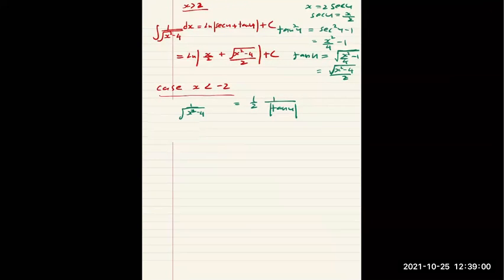If u is in the second quadrant, your tan is negative. Since your tan is negative, to get rid of the absolute value, you have to put a minus sign in front. This is going to be equal to 1/2 times 1 over minus tan u. Since tan u is negative, you have to put a minus sign when you get rid of the absolute value. So this is actually nothing but minus 1/2 times 1 over tan u.